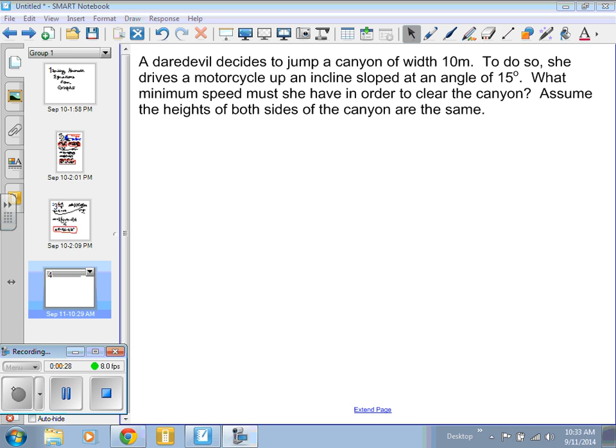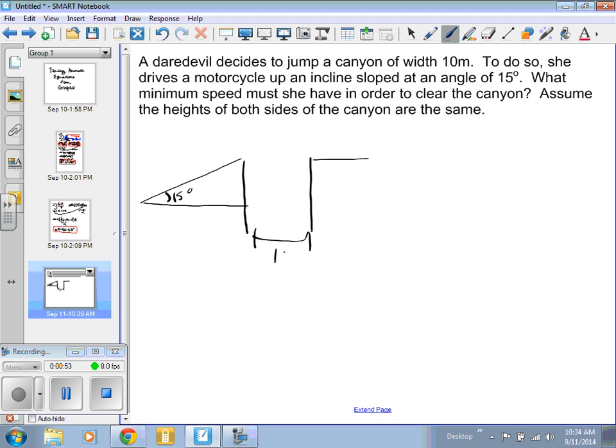We're going to assume that both sides of the canyon walls are the same height. So let's draw out the situation, which is always our first step when we do a problem. We have a ramp, and that ramp has an angle of 15 degrees with the horizontal. And then there's a canyon wall on the other side, which is where she's trying to reach. This is 10 meters across. So she takes her motorcycle off the ramp this way. I'm going to choose up and to the right as positive.